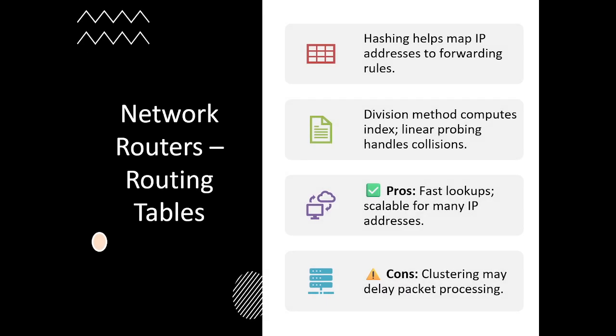Then there are network routers for routing tables. Hashing helps map IP addresses to forwarding rules. The division method computes the index and the linear probing handles the collisions. The pros are that there are fast lookups and it is scalable for many IP addresses. The cons, clustering may delay packet processing.